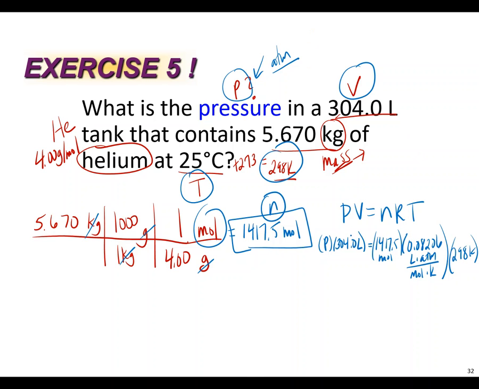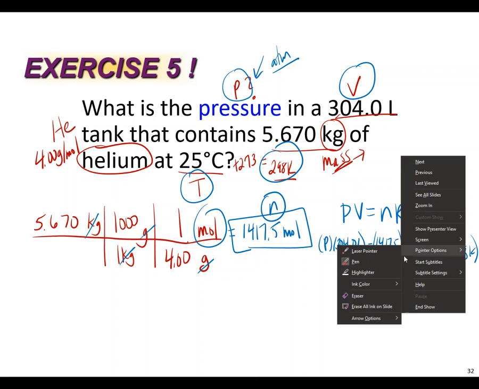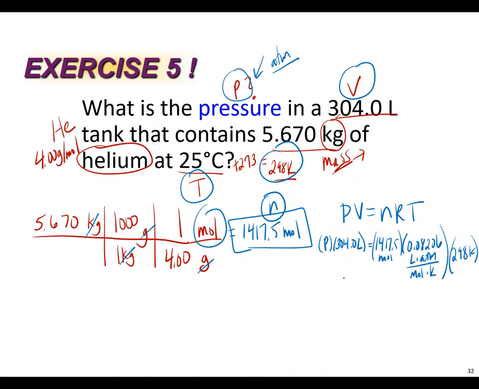If I did everything correctly, my units should cancel. So let's check. Liters cancel with liters, moles cancel with moles, Kelvin cancel with Kelvin. And look, I'm left with my pressure, which is what I want anyway. So do the calculating here. Make sure, if you're entering it all in at once, that you have your parentheses in the right spot so it does the order of operations correctly. And I'm getting 114 atm.